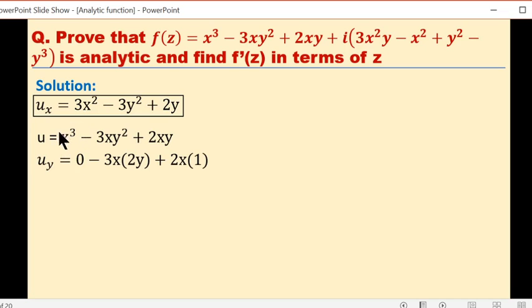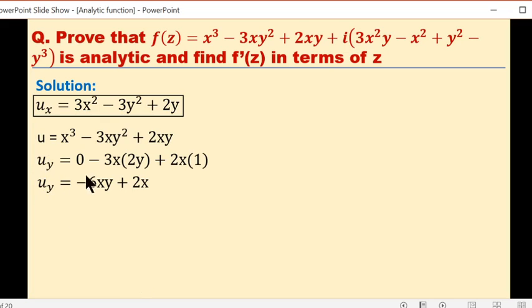Derivative of a constant is 0. So its derivative is 0. Minus 3 will remain as it is, x will remain as it is, y square's derivative is 2y. Plus 2 will remain as it is, x will remain as it is, y's derivative is 1. So this is how we take the derivative. We'll write it a bit properly.